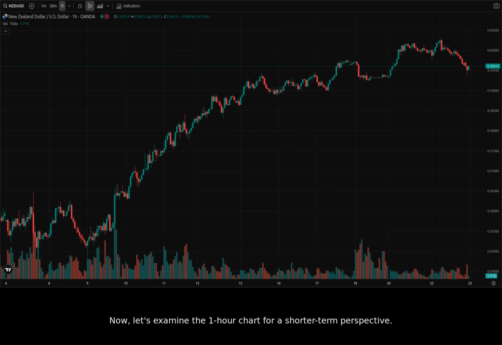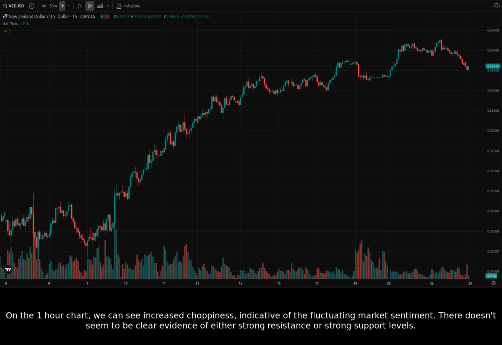Now, let's examine the 1-hour chart for a shorter-term perspective. We'll narrow down on the recent price action to get a clearer picture from the start of April 2025. On the 1-hour chart, we can see increased choppiness, indicative of the fluctuating market sentiment. There doesn't seem to be clear evidence of either strong resistance or strong support levels.